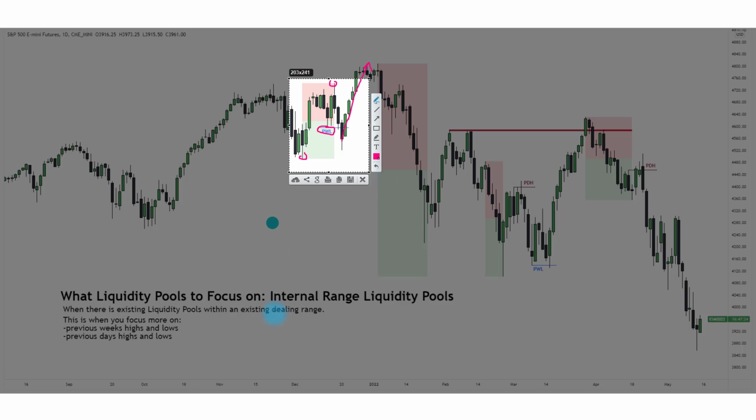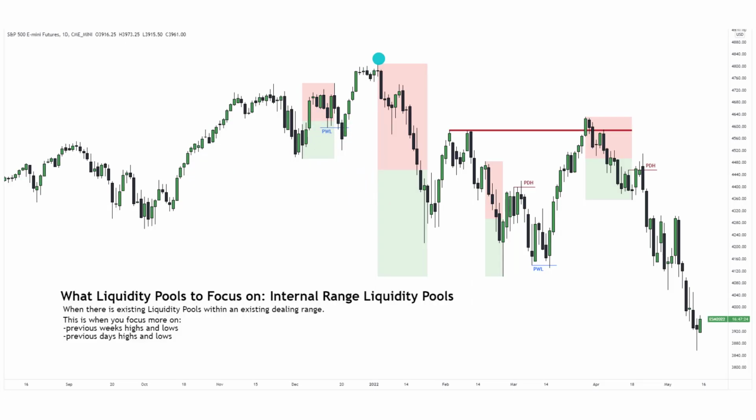Now what you want to do with internal range liquidity pools is you want to blend them with something. Okay, so what I like to blend them with is 1, an order block, or 2, a fair value gap. So we can see here, if we did that very thing, we have a previous week's low, and we look to the left, where could price trade into also? Well, we have a down candle here. We'll use the mean threshold of that. So that's an order block plus internal range liquidity in form of previous week's low. Okay.